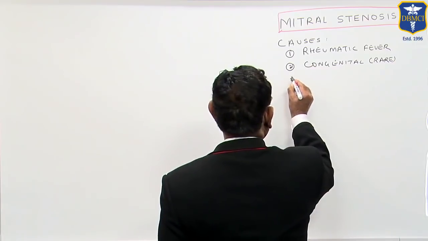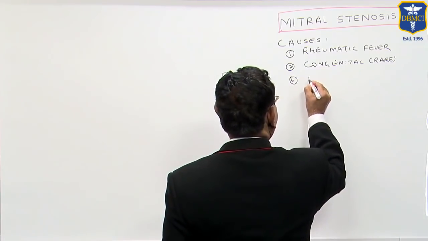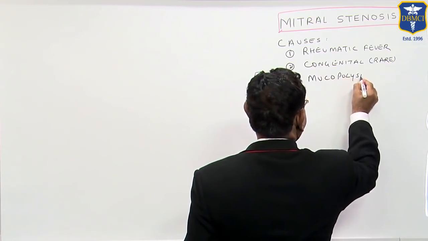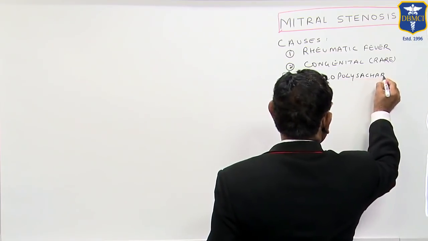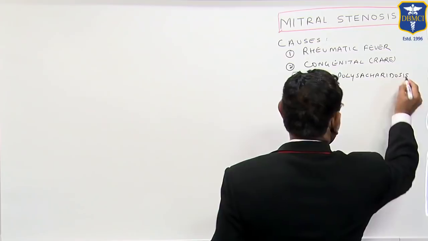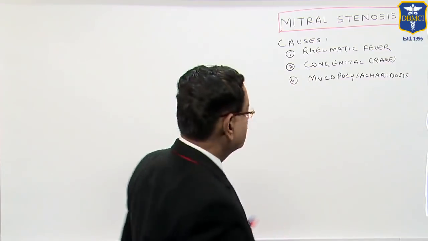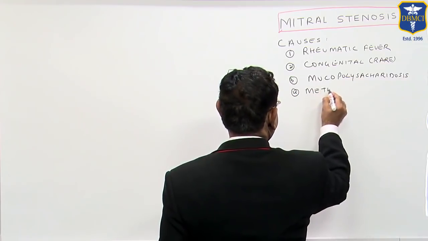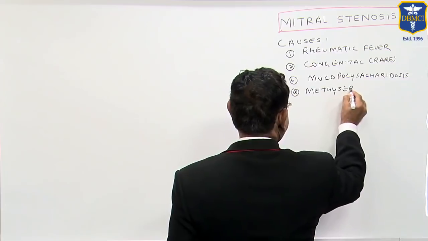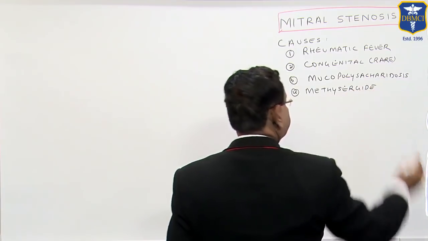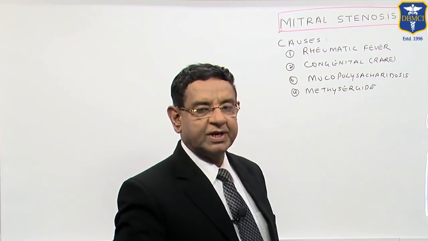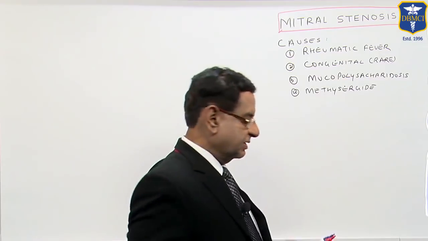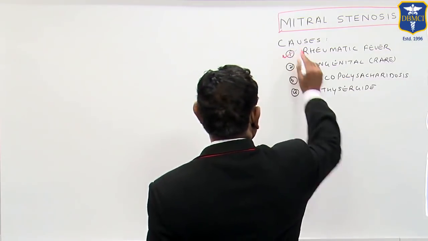Similarly, it can be due to mucopolysaccharide, again an extremely rare cause. Drugs like methotrexate, again a very rare cause because this drug is not used nowadays. So for all practical purposes, when we talk about mitral stenosis, it is due to rheumatic fever.